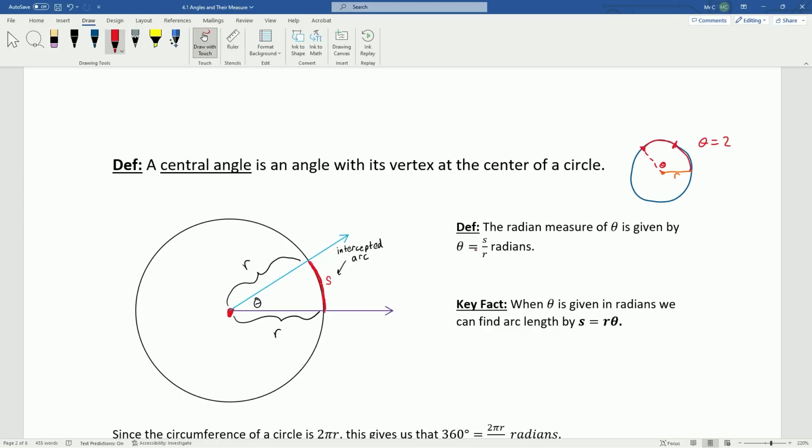So, with that being said, this does lead us to a key fact, a very simple reformulation of this definition of theta equals s divided by r radians. If we just multiply r across, we get that arc length can always be found by multiplying the radius by theta. So, if I know my angle theta, I can just multiply it by the length of the radius, and then I know how far that wheel has actually traveled when it turned that angle.